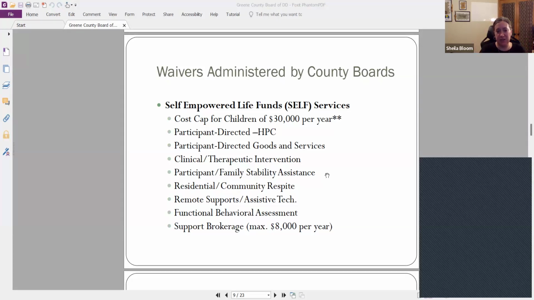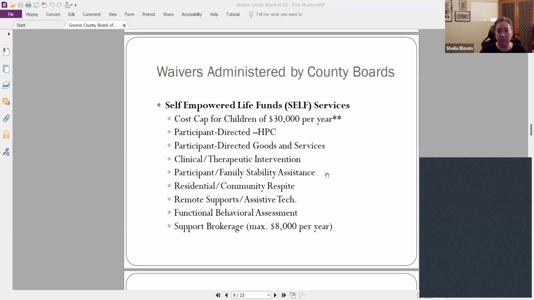Remote supports and assistive tech. Assistive tech is an interesting service. We've seen Ring doorbells, Ring cameras, all kinds of fancy new technology pieces and gadgets and things that make me feel really old some days because I don't understand them. Have to ask my kids. But again, it's ways to incorporate technology into meeting health and safety needs, keeping individuals connected in their community, a wide range of different services and needs.